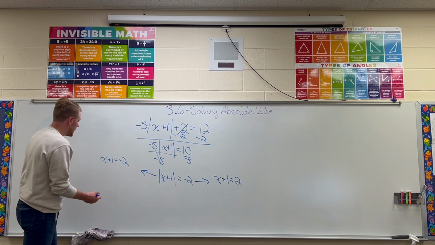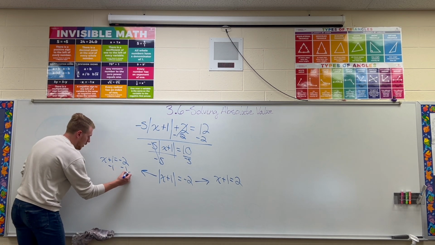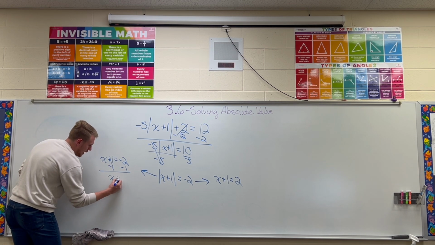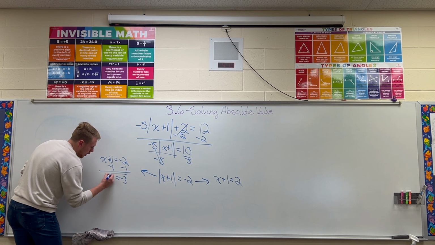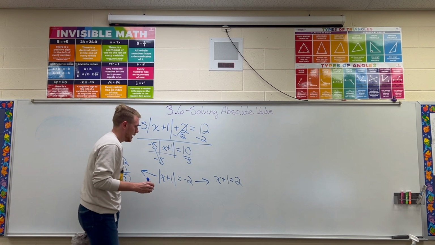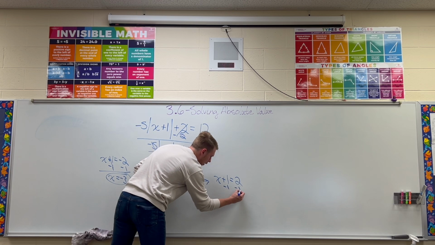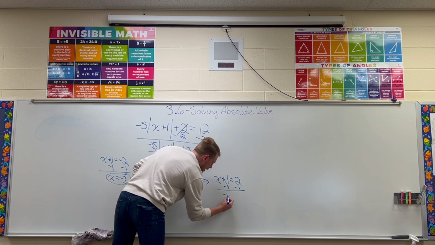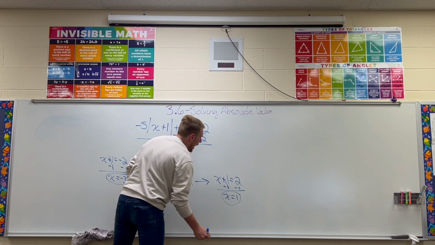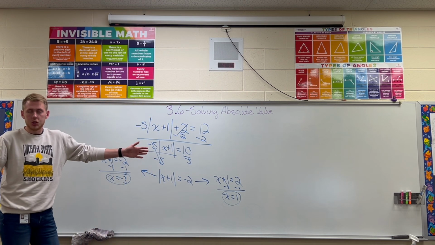So let's solve for x. Minus 1 cancels out. x equals negative 3. Okay, there's one answer. Come over here and subtract 1. Cancels out. x equals 1. Okay, so we're done solving.